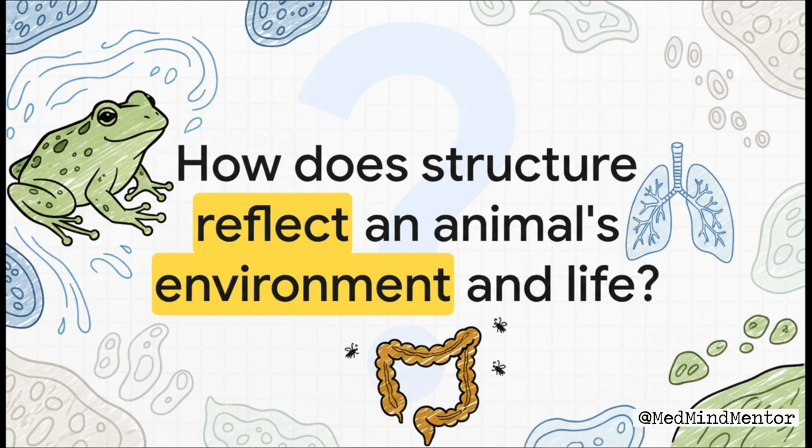And that really brings us full circle, doesn't it? Back to that huge idea, form follows function. From the frog's skin that can actually breathe to its intestine being just the right length for a carnivorous diet, every single structure is an elegant solution to the puzzle of survival. So as you keep studying, always ask yourself, why? Why is it built that way? And the answer will almost always lead you right back to its environment and its way of life.